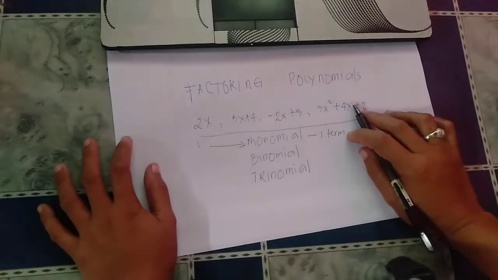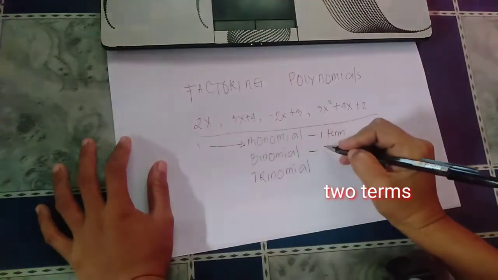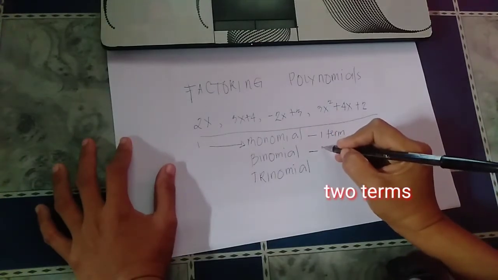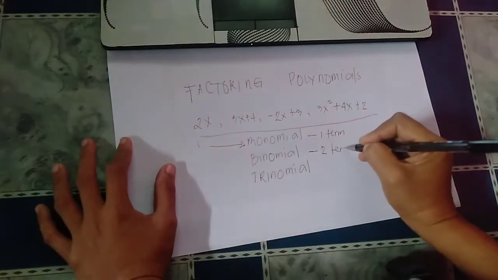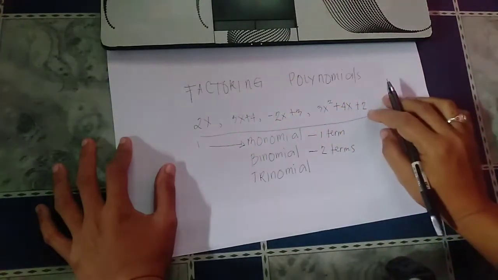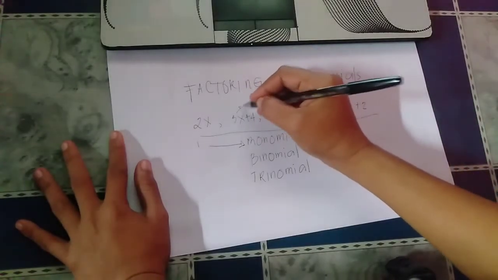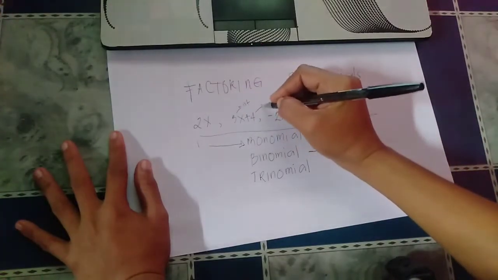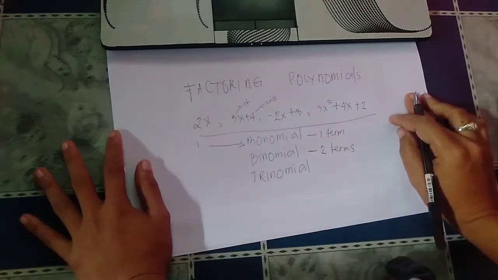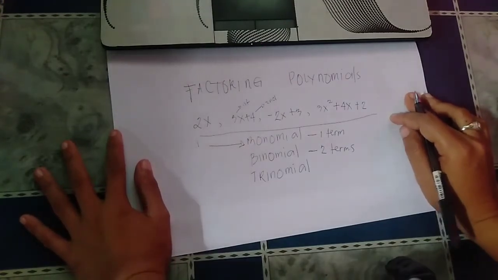Binomial, from the prefix bi, meaning two terms. 3x plus 4 is an example of a binomial. 3x is the first term and 4 is the second term. So if there are two terms, it is an example of a binomial.